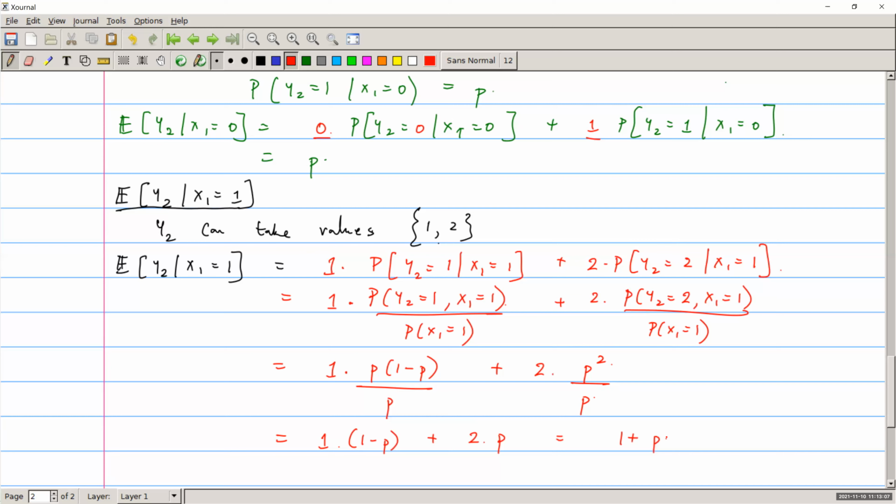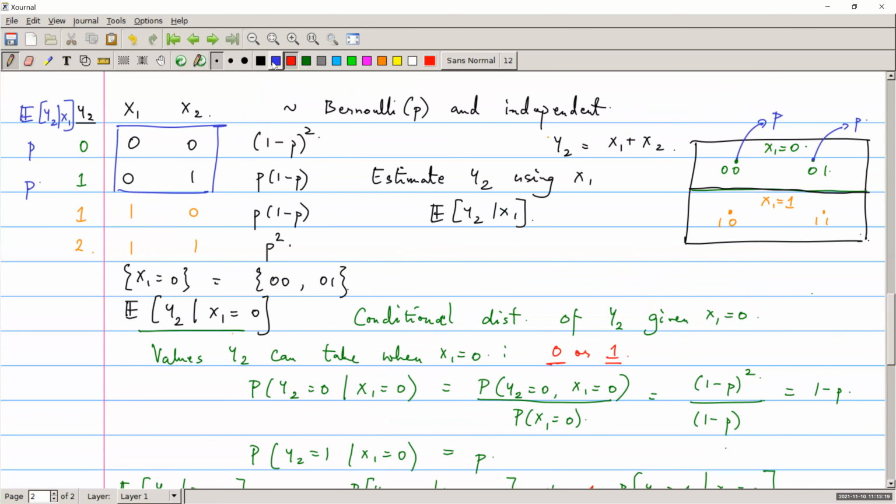Right, so are the computations okay? So what it means is that for these two outcomes, they both correspond to x equals 1, I assign 1 plus p. So this random variable, the expectation of y2 given x1, it assigns to the outcomes in this following manner.